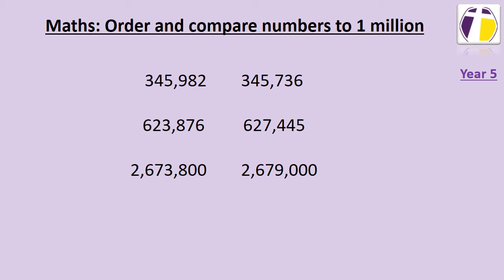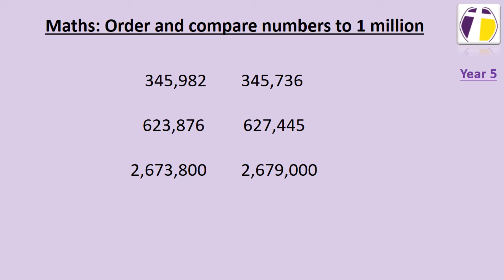In maths this week, we have been thinking about ordering and comparing bigger numbers up to 1 million. In your homework this week, you are going to be comparing different numbers and thinking about what is similar about them, what is different, and deciding which ones are larger and which ones are smaller.